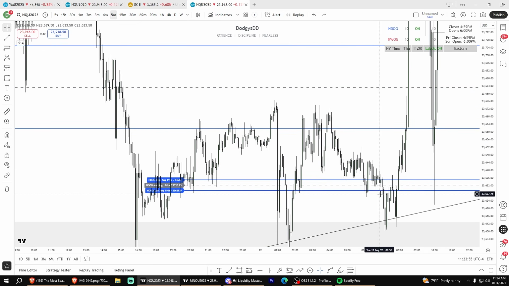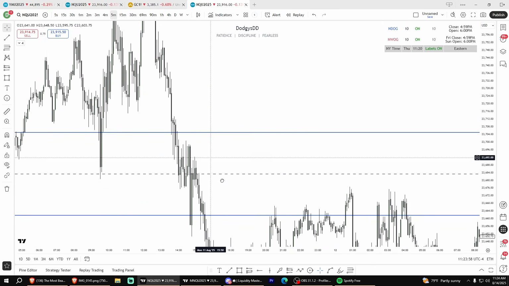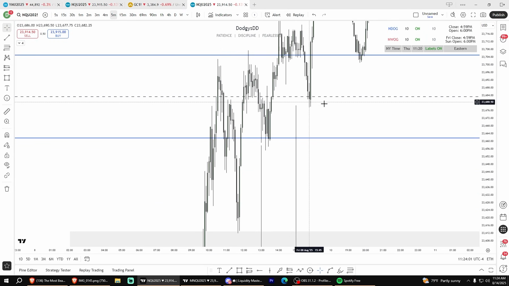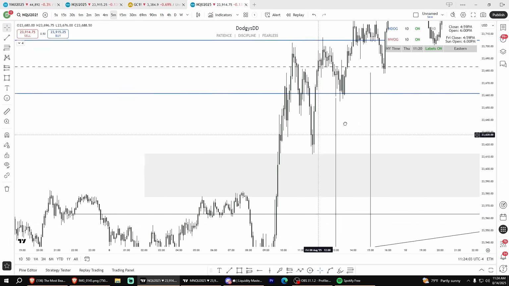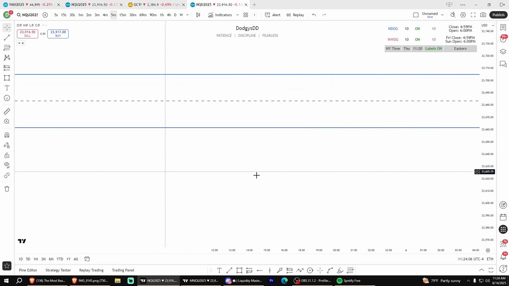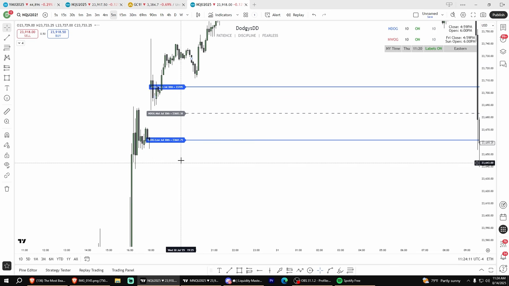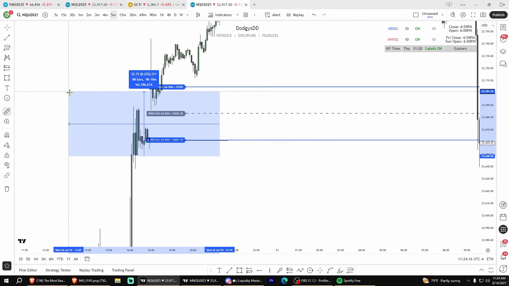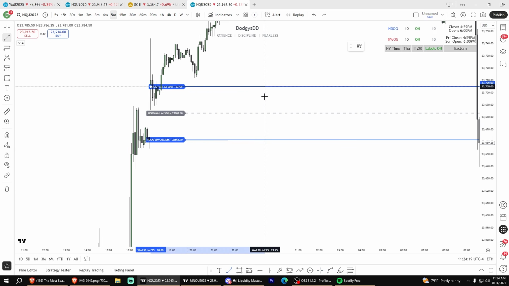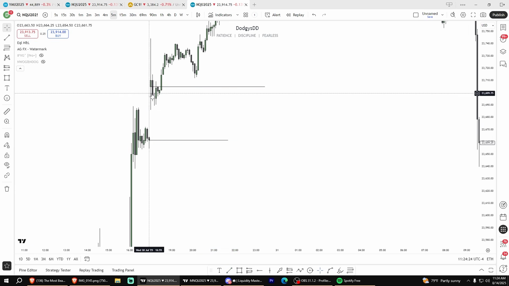Let me see if I can find an example. Maybe right here. It's basically the gap between where we close and the open. So if we close right here, and then we open right here an hour later, that's the new day open gap, right? I don't need an indicator to see this. It's just the close of the candle to the open, and this is a new day opening gap. Does that make sense how I drew it?